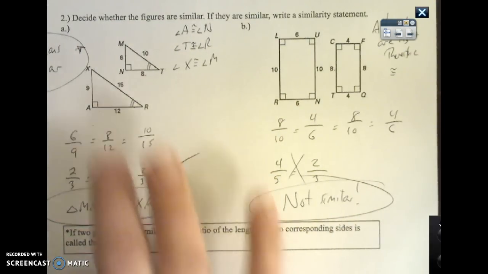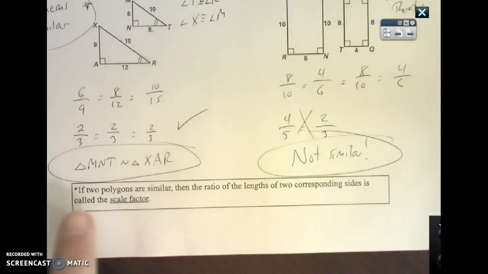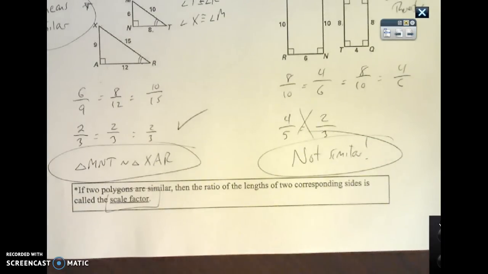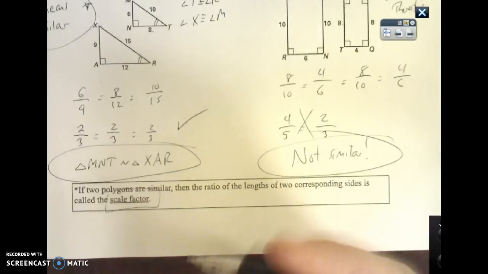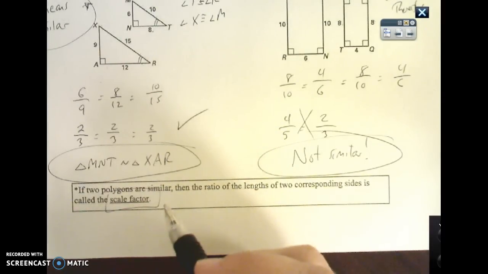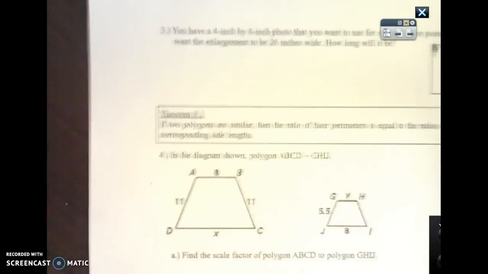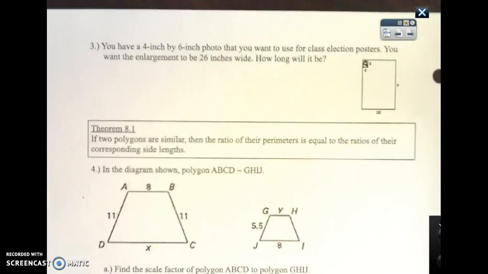Alright? Wonderful. Down low. If two polygons are similar, then the ratio of the lengths of two corresponding sides is called your scale factor. This is the big key word. I think you guys have heard me say this before. The scale factor is something that you can multiply either your large object by or your small object by to get your other object. And we can only do this with similar polygons. You guys learned this or found this out for yourself when you did your similarity investigation.